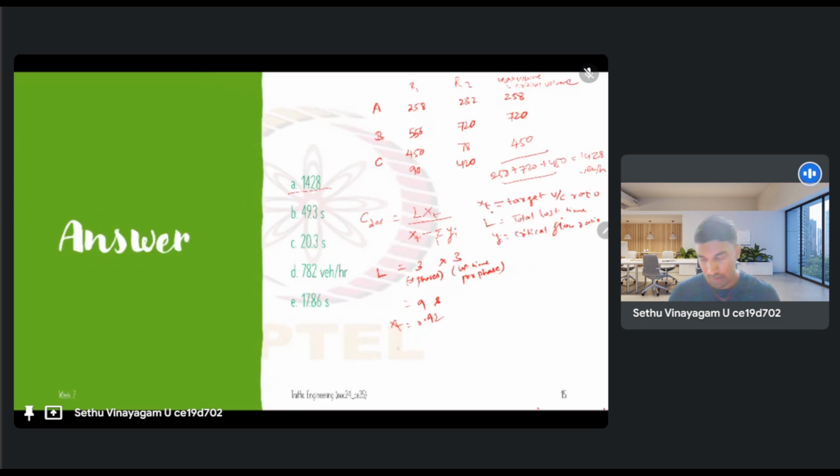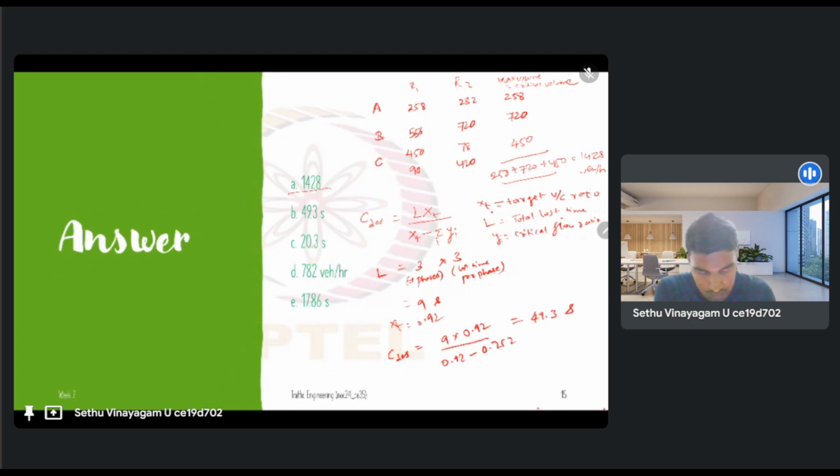Okay, so we have everything that we need. The desired cycle time would be 9 into 0.92 by 0.92 minus 0.752. So solve it, you will get 49.3 seconds. That is your desired cycle length for a target V by C ratio of 0.92.